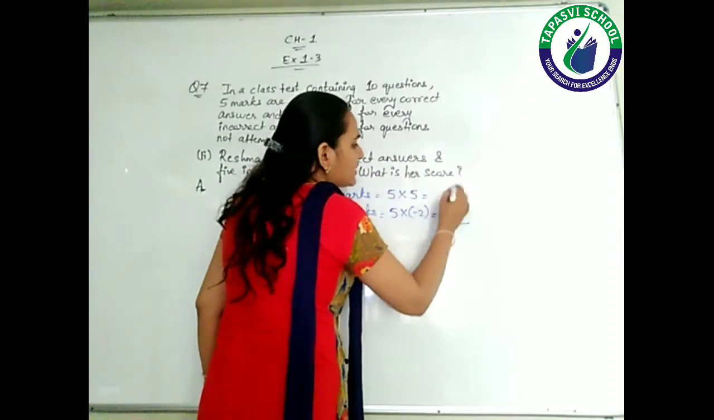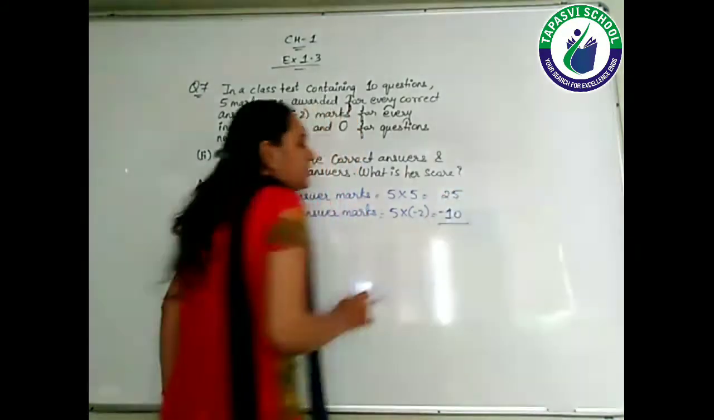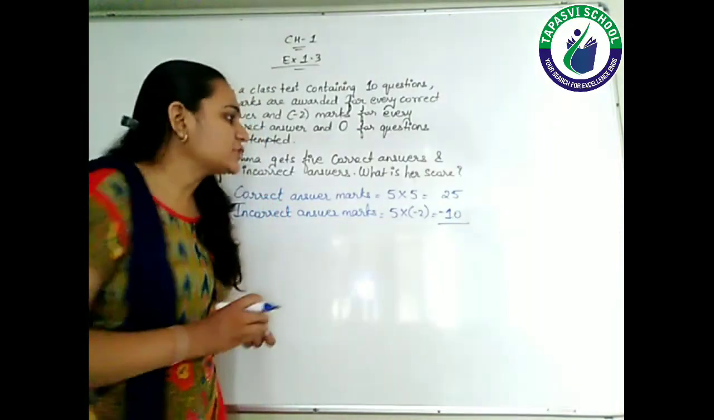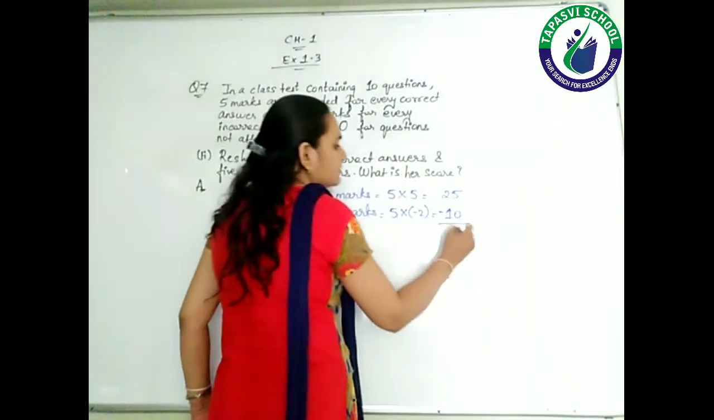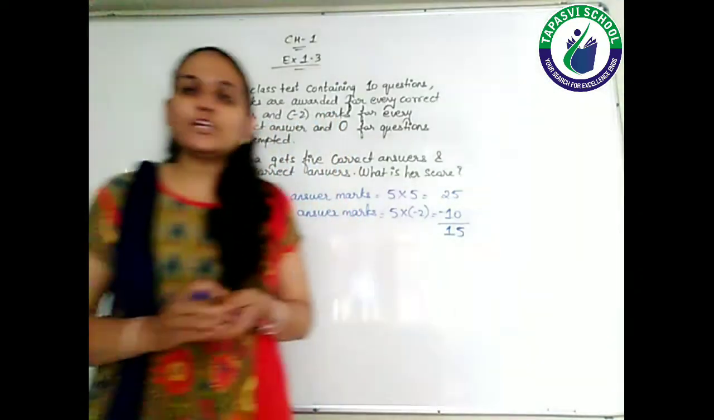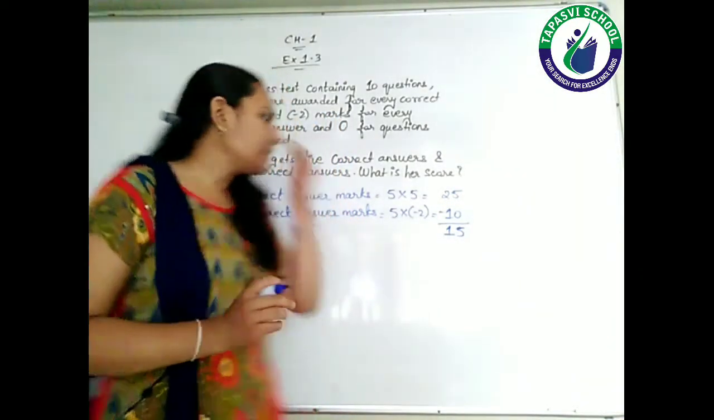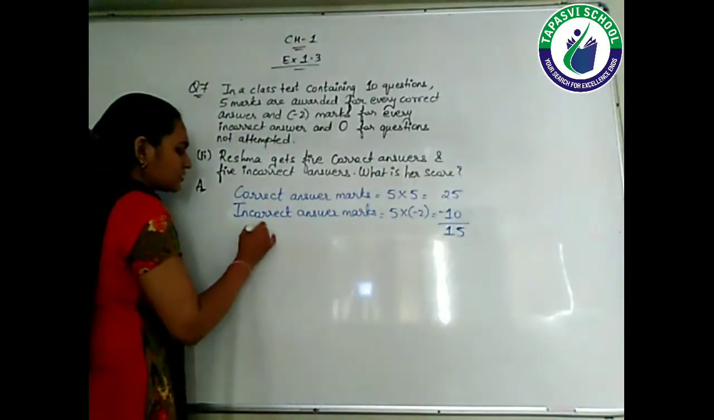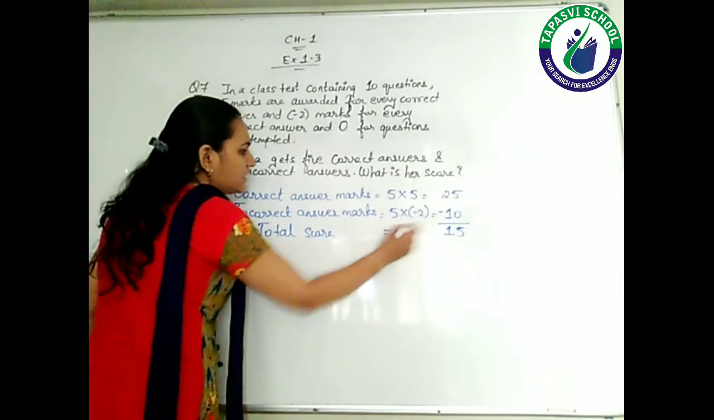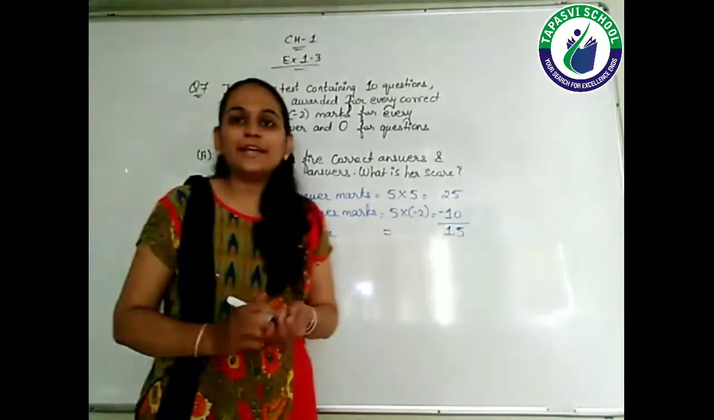So we have to subtract 10 from this 25. So what will be the score of Reshma? 15. Right students? So the score of Reshma is 15. Right? So we can here write down, therefore, total score is equal to 15.